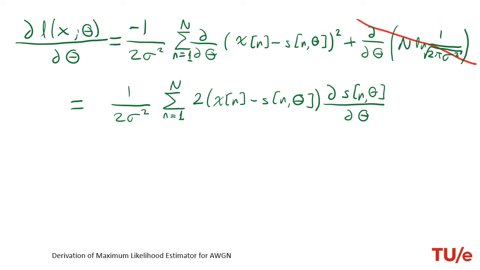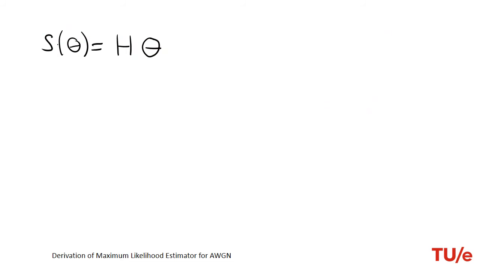The second term on the right-hand side does not depend on theta, so the derivative with respect to theta is equal to 0. By chain rule, we take the derivative of the squared term. All we have to do is to set this equation equal to 0 and solve for theta. Easier said than done. We cannot go further without specifying the signal model. So let's move on. How about a linear signal model? A linear signal model consists of an observation matrix, capital H, multiplied by the parameter vector theta.